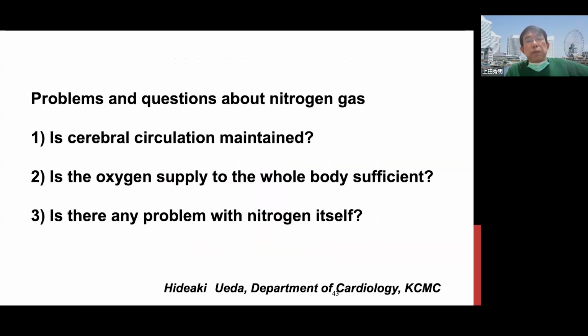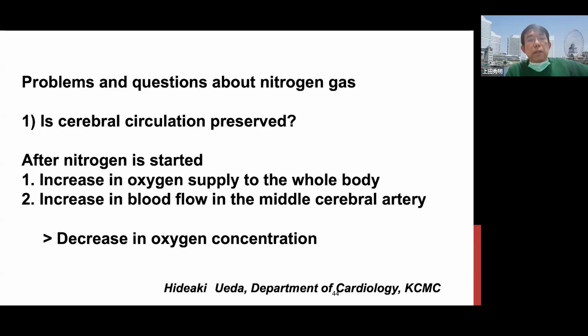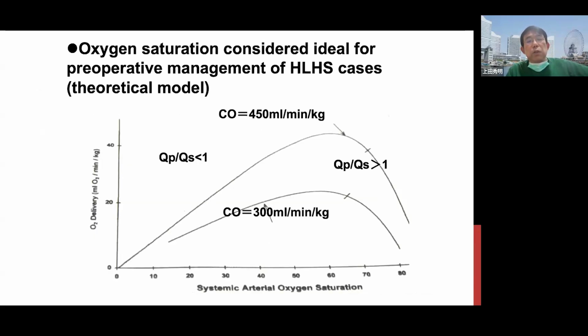So the question with nitrogen gas is: is the cerebral saturation maintained? Is the oxygen supply to the whole body sufficient? Is there any problem with the nitrogen gas itself? The answer is that after the nitrogen gas is started, the oxygen supply to the whole body will increase. The increase in flow in the middle cerebral arteries means that this effect is stronger than the decrease in the oxygen concentration.